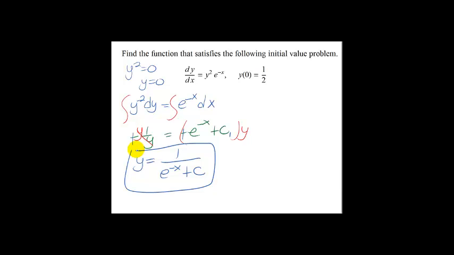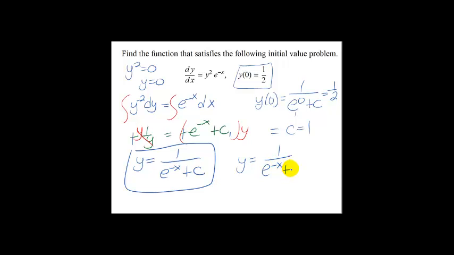Now, that is our general solution, gives us our family of solutions, and we want the specific one where at 0 it equals 1/2. So we would now take y of 0, that's going to be 1 over e to the 0 plus c, and that needs to equal 1/2. And so we can see here that, because this is a 1, that c would need to equal 1. So our specific solution for this initial value problem is 1 over e to the negative x plus 1.